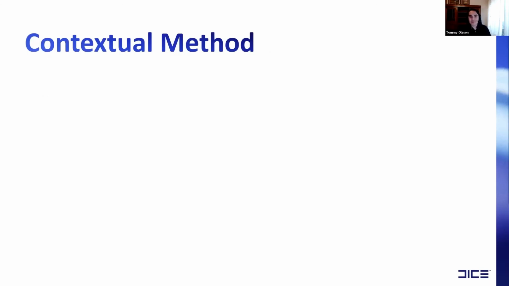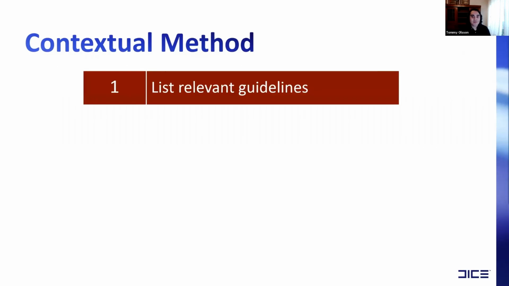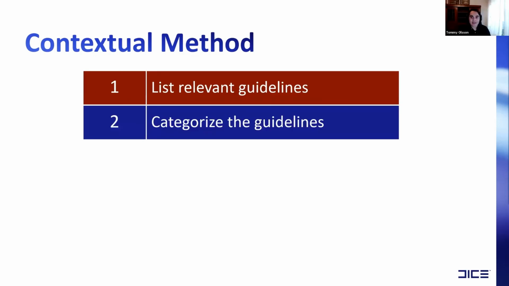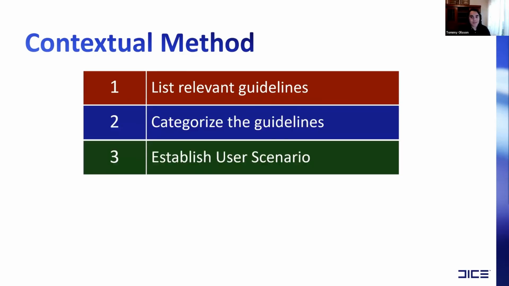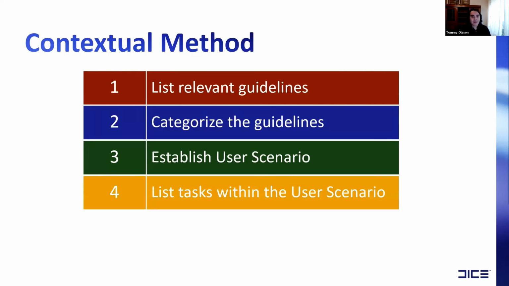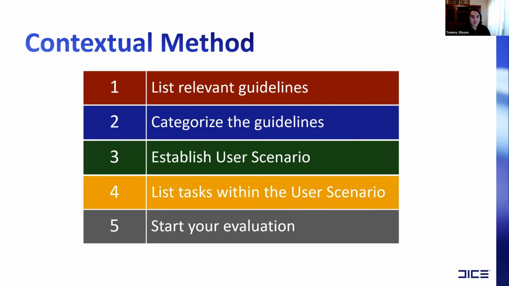So going back to the research method, just to summarize the steps again on how you should proceed if you want to try this research method by yourself, is to first list all of the guidelines that are relevant to your game, categorize these guidelines into suitable categories, establish a user scenario, a critical path of the game that you want to investigate, and list the tasks within this user scenario. And then you can start your evaluation and document the findings.